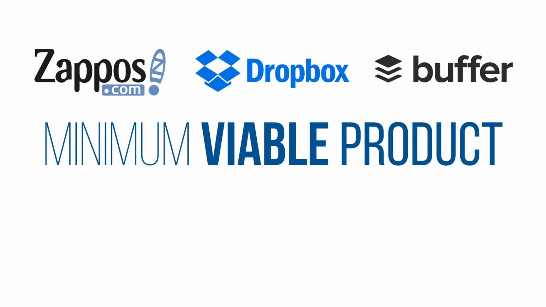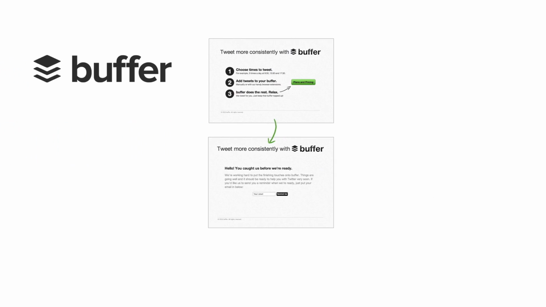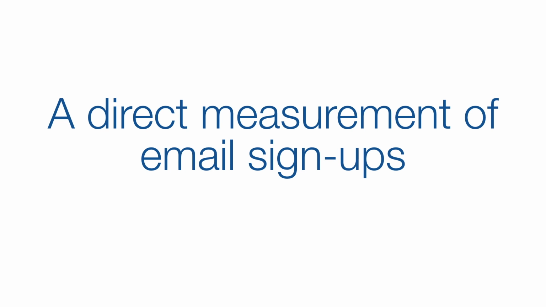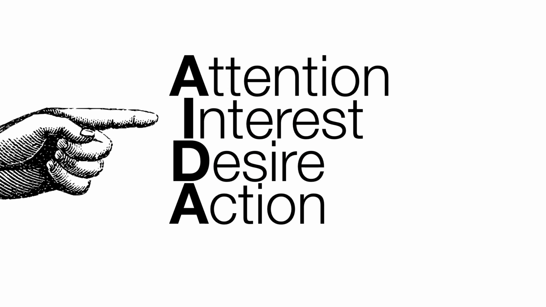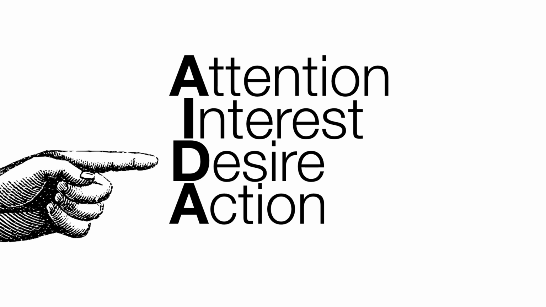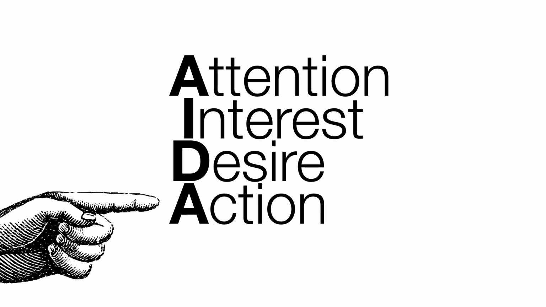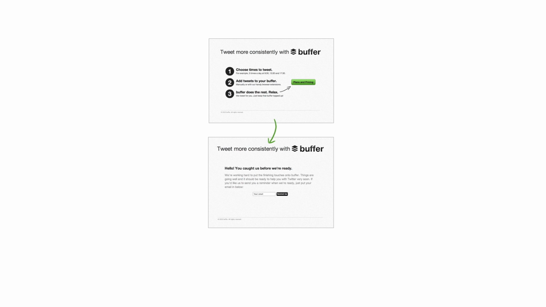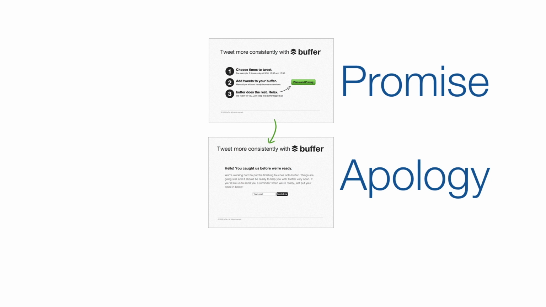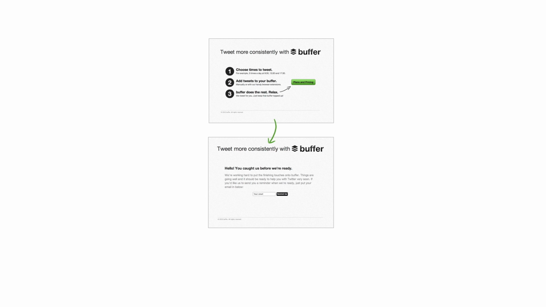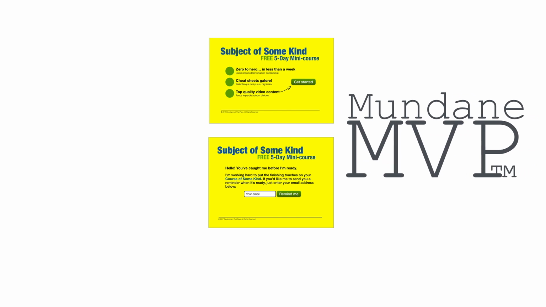Long story short, Buffer's fake door approach seemed the most applicable, even though it would fail to provide the metric we were ideally looking for, a direct measurement of email signups. It would, however, give us a measurement of interest and desire, necessary precursors to the action of email signups. And in the absence of a better alternative, we pressed on. Buffer's MVP delivers the old one-two by promising something awesome and then apologizing that it's not quite ready. I took it, I stole it, I painted it yellow, and I dubbed it the mundane MVP.